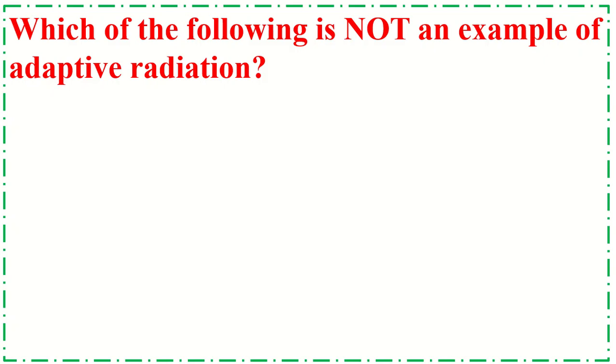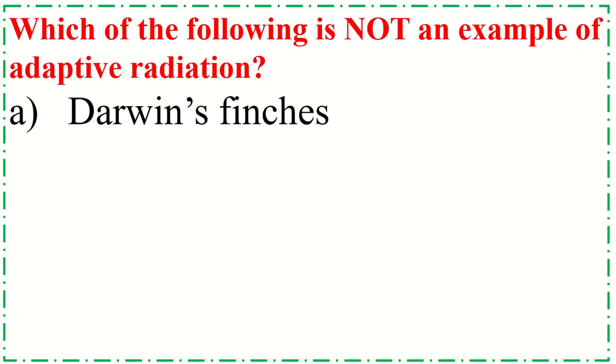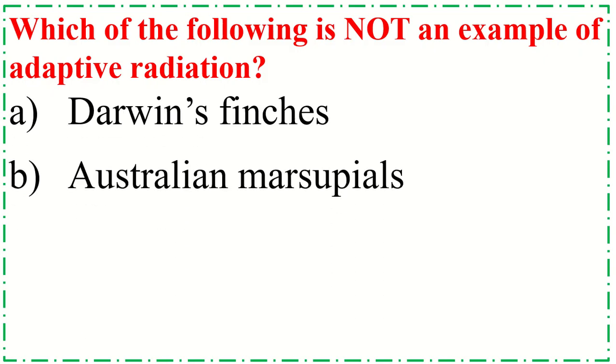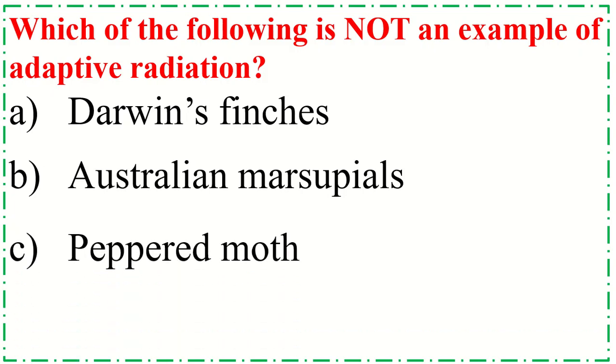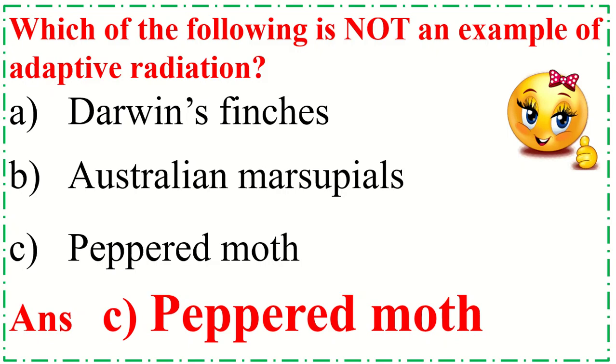Which of the following is not an example of adaptive radiation? Option A, Darwin's finches, B, Australian marsupials, C, peppermint. Correct option is C, peppermint.